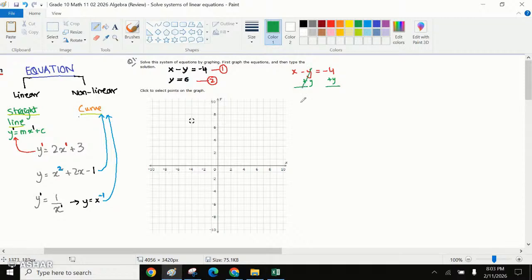And this becomes x is equal to y minus 4. If we add 4 on either side, can we say y is equal to x plus 4, right? In order to make a straight line, whenever a line is drawn between two distinct points, we just need to know two values of points.